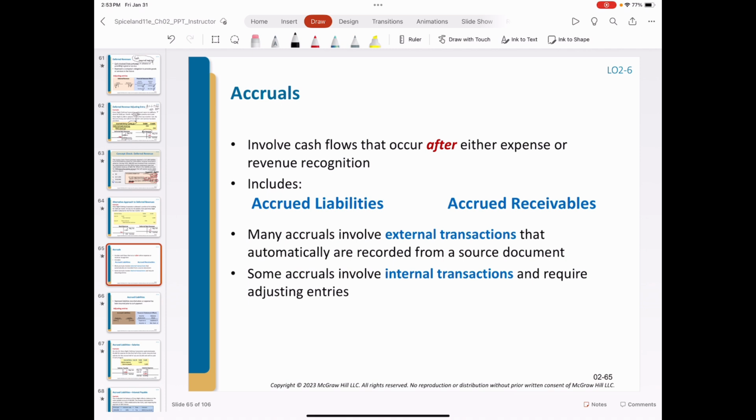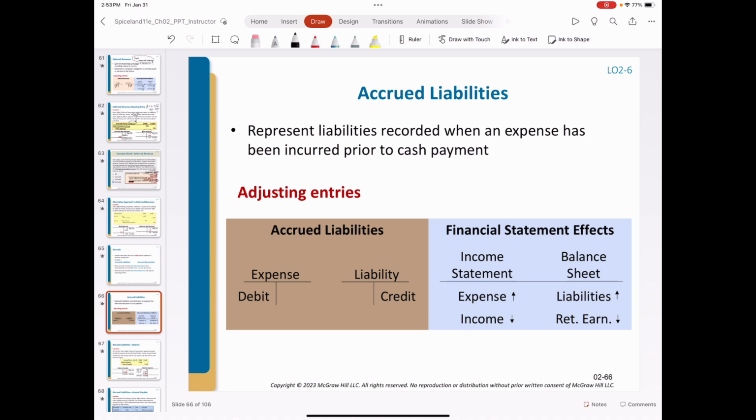And for prepayments, the adjusting journal entry follows the regular journal entry, while for accruals, the adjusting journal entries are before the regular journal entry. Let me introduce accrued liability first, or accrued expense.